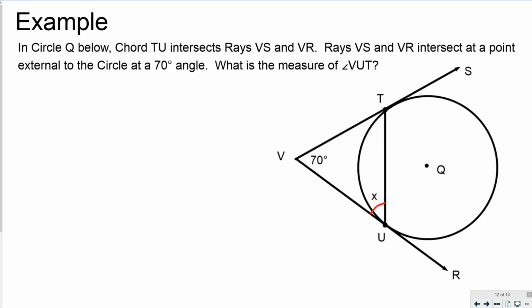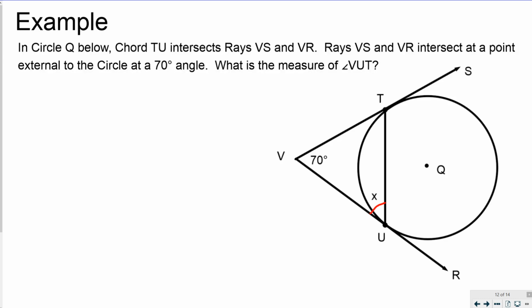Okay, in circle Q below, chord TU intersects rays VS and VR. Rays VS and VR intersect at a point external to the circle at a 70-degree angle. What is the measure of VUT? So the angle that we are searching for, I marked with red. It is also marked with an X. And from the look of it, we have a triangle.